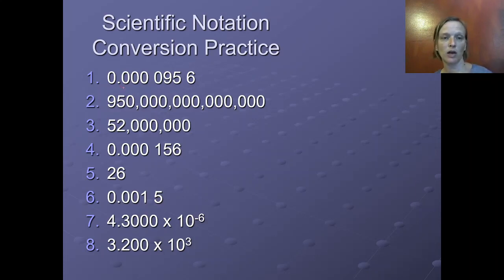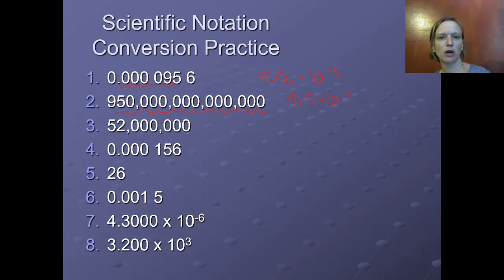Okay, so here we're going to go 1, 2, 3, 4, 5 moves of the decimal point. So we're going to have 9.56 times 10 to the negative 5. And we use the negative sign there because this number was small, less than 1. Here we're going to move 1, 2, 3, 4, 5, 6, 7, 8, 9, 10, 11, 12, 13, 14 times. So we're going to have 9.5 times 10 to the 14th. Here we're going to move the decimal, and again, the positive exponent because that number is much bigger than 1.